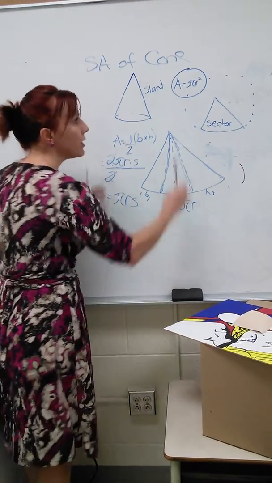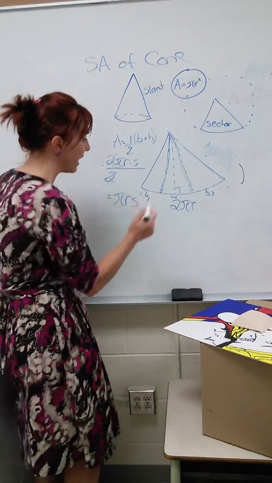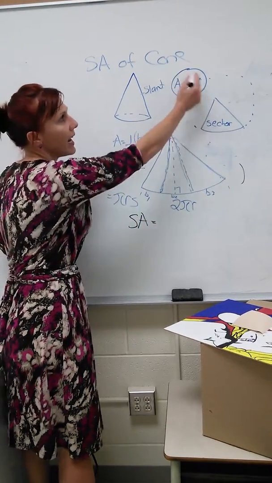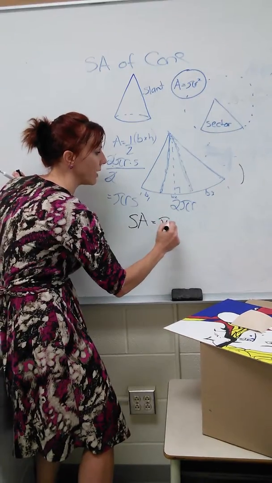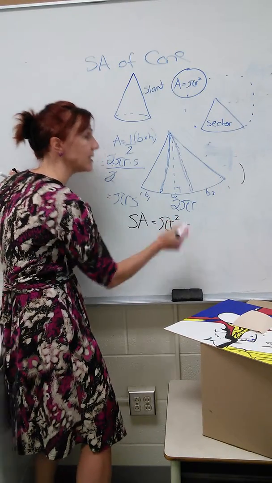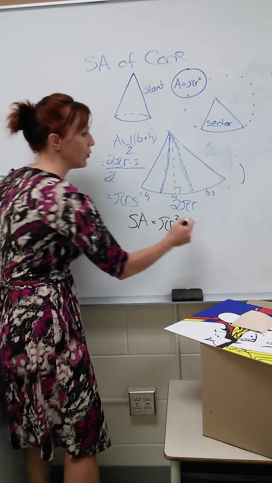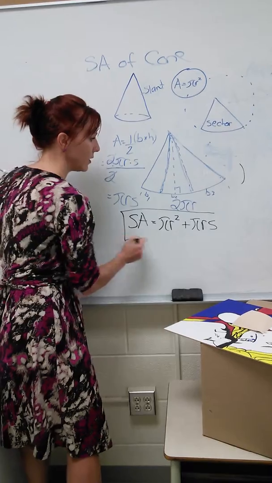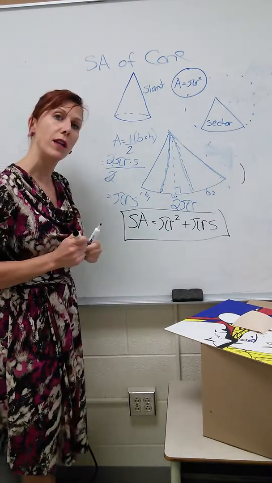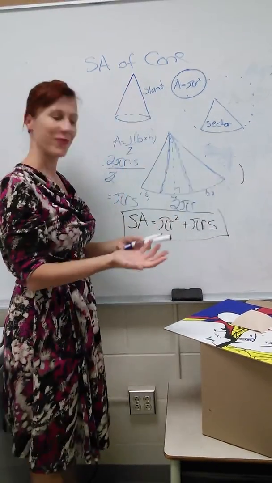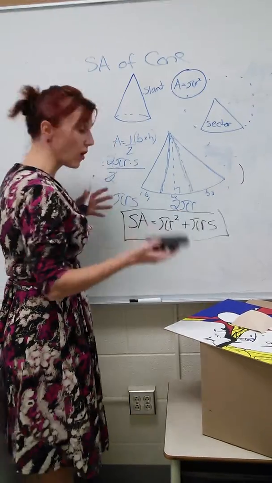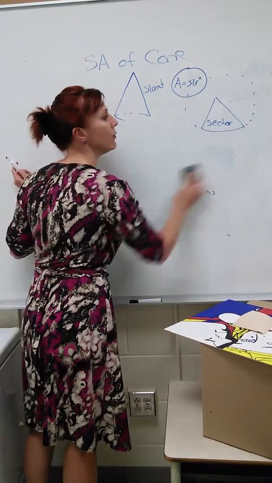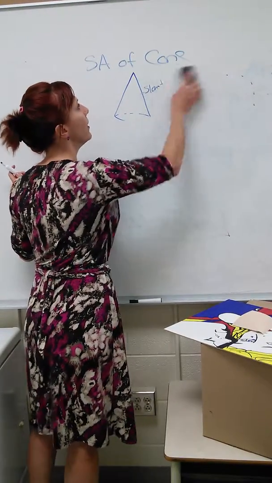If we put these together to find the surface area, we have surface area equal to the area of a circle, which is pi r squared, plus the lateral area, which is pi r s. So this is how we come up with the formula for a cone. Now I'm going to give you one to try out using this formula, with different dimensions, for you to practice on your own.